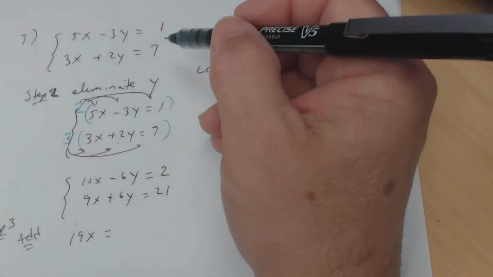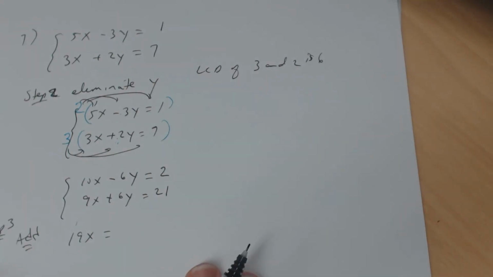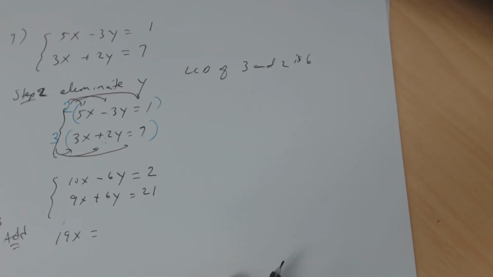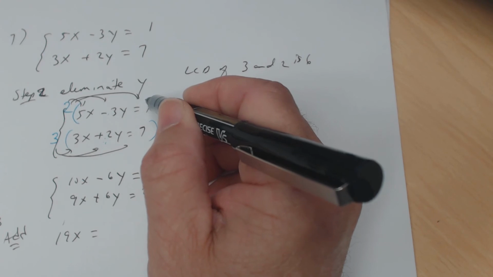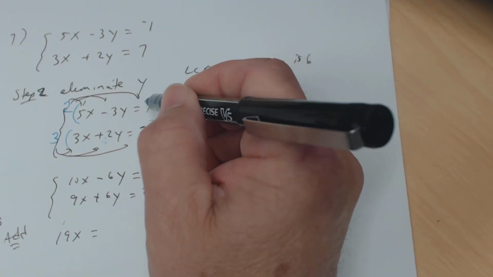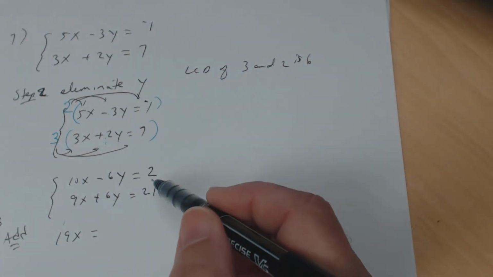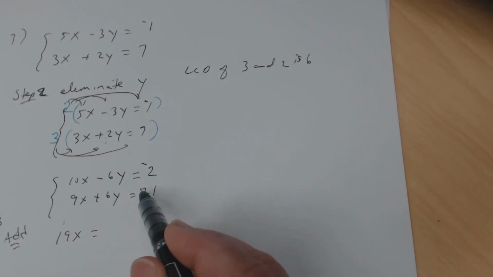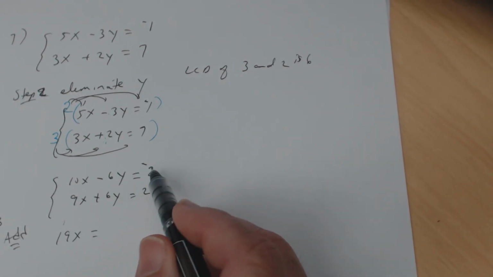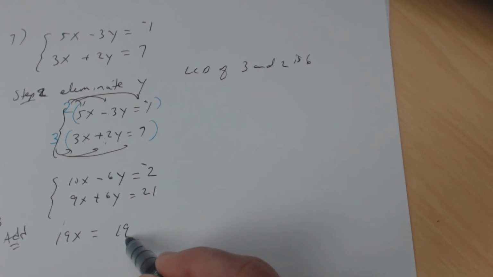Let's make this right here, because I want these to be integers. So let's just make one of these negative. Let's make this right here negative. Just go back and fix it. Negative, negative. So this would be negative 2. All right, so 19x is going to equal, and this is just 19.